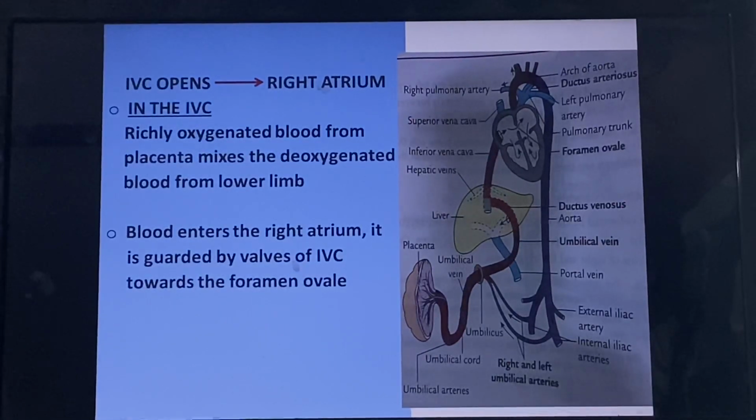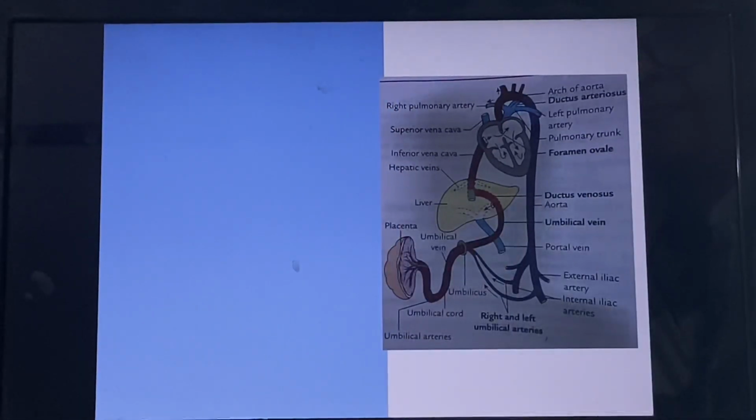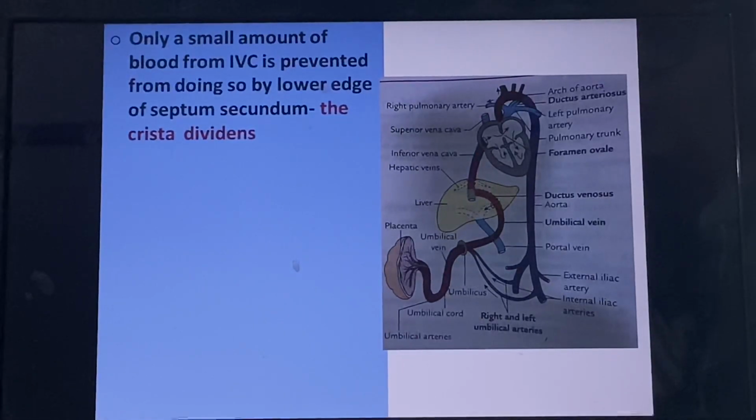It is guarded by the valve of the IVC towards the foramen ovale. Now you can see the movement of the blood is happening from right atrium to the left atrium through the foramen ovale. Most of the blood from the IVC passes through the foramen ovale to the left atrium. Only a small amount of blood from the IVC is prevented from doing so by the lower edge of the septum secundum, the crista dividens. So here the crista dividens is there, you can see. So a small amount of blood is entering here and the majority of the blood is entering into the left atrium.